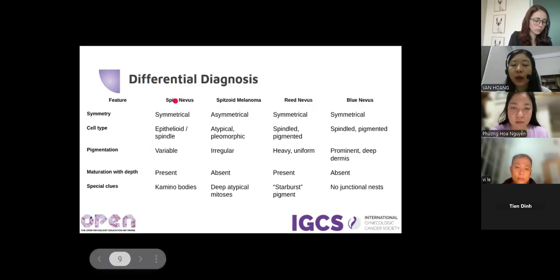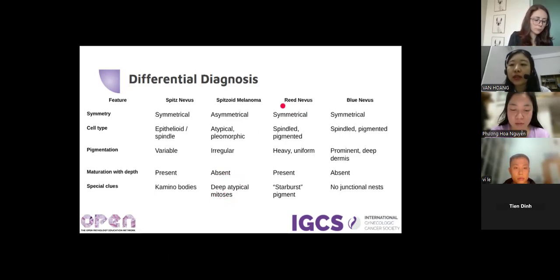With the Spitz nevus, the lesion is symmetrical. They contain epithelioid or spindle cells. The pigmentation is variable and it presents maturation with depth. And we see the Kamino bodies, which I showed in the previous slide. If it's a spitzoid melanoma, the lesion should be asymmetrical with atypical and pleomorphic cells. The pigment is irregular and there is absence of maturation with depth, and it has atypical mitosis.